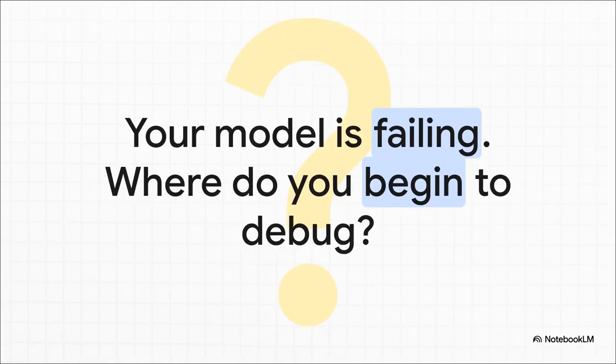So let me paint a picture for you. Your main production model, its performance just suddenly tanks. Is it bad data? A feature that went haywire? Some subtle bug in the training code? Without a clear history, you're completely lost. It's just a chaotic guessing game. And this, right here, is the exact nightmare that Lineage is built to solve.